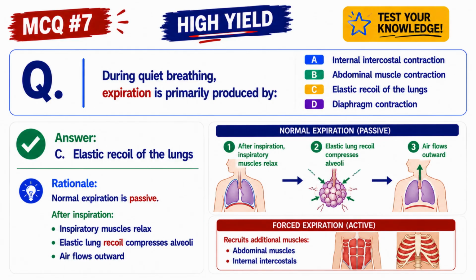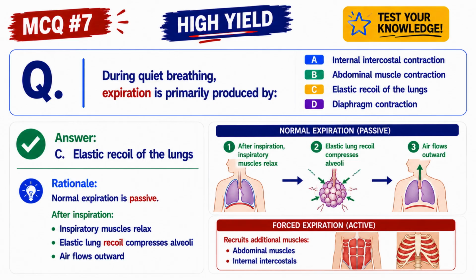At the end of inspiration, the inspiratory muscles simply relax. The lungs, which were stretched during inspiration, have stored elastic energy during that stretch. When the muscles relax, the lungs recoil inward. This elastic recoil compresses the alveoli, raises alveolar pressure above atmospheric, and air flows outward. No muscle contraction required. The energy stored during the stretching of inspiration drives the air out during expiration. This is profoundly important in respiratory physiology, because it means the work of normal breathing is almost entirely the work of inspiration.